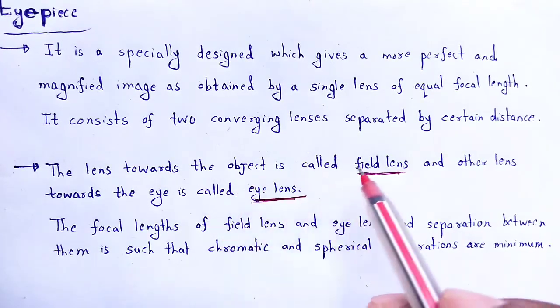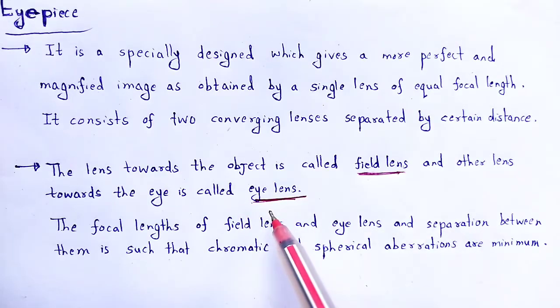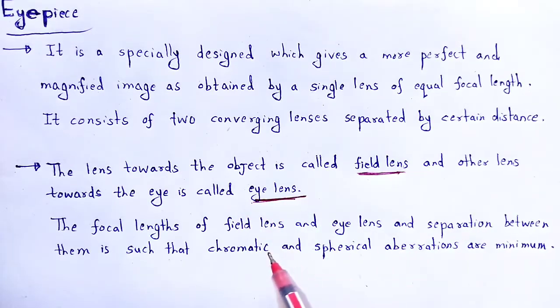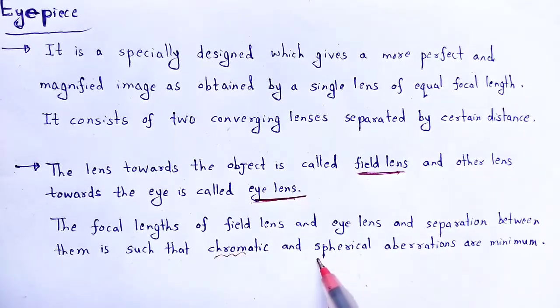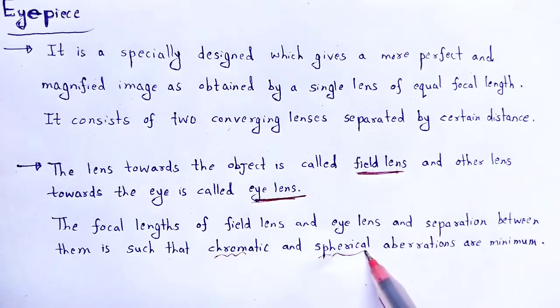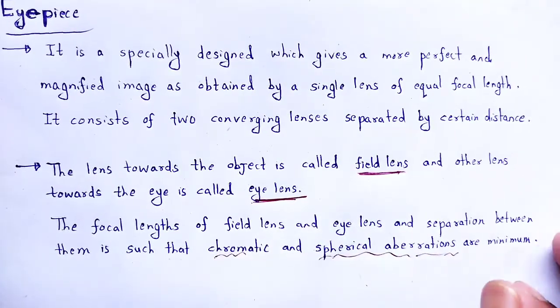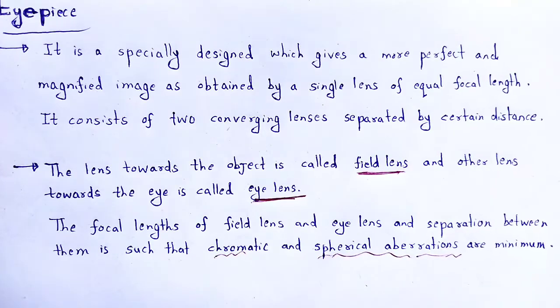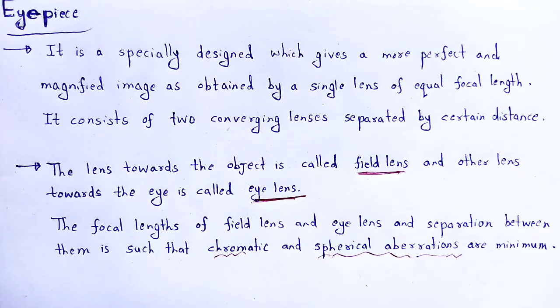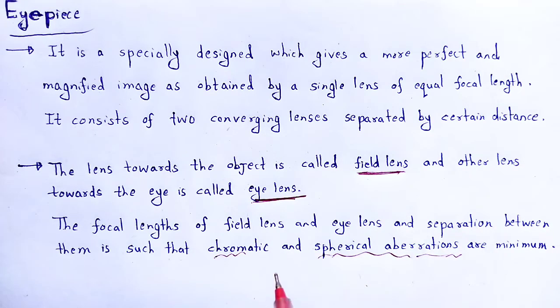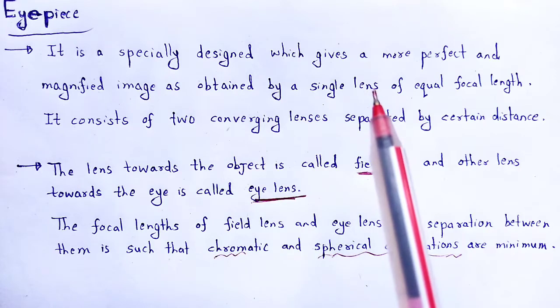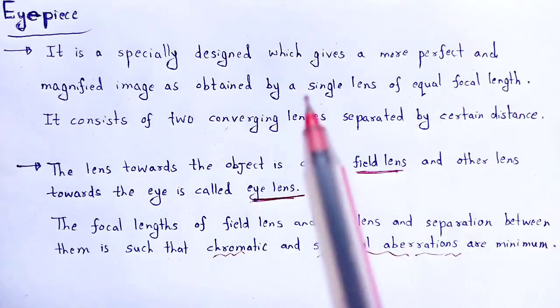The focal lengths of the field lens and eye lens, and the separation between them, should be such that chromatic and spherical aberration are minimum. For that purpose, we use an eyepiece, as it provides a magnified image free from chromatic and spherical aberrations, and the field of view of the image is large.